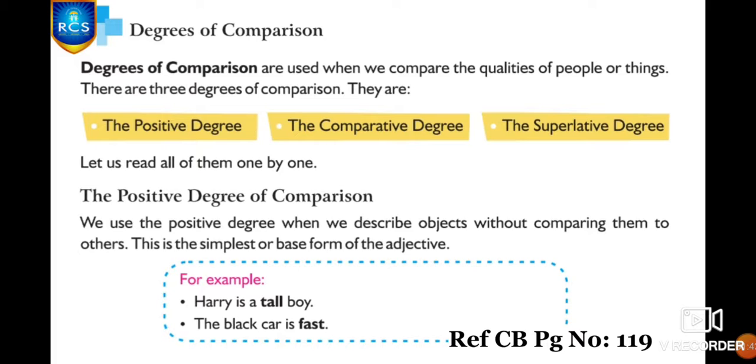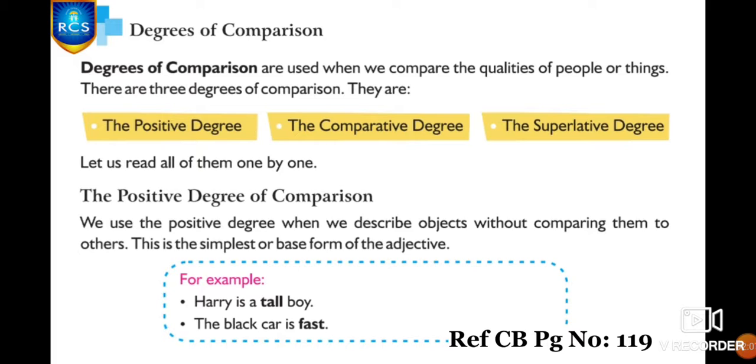Degrees of comparison are used when we compare the qualities of people or things. And there are 3 degrees of comparison. They are positive degree, comparative degree and superlative degree. First we are going to read about the positive degree of comparison.